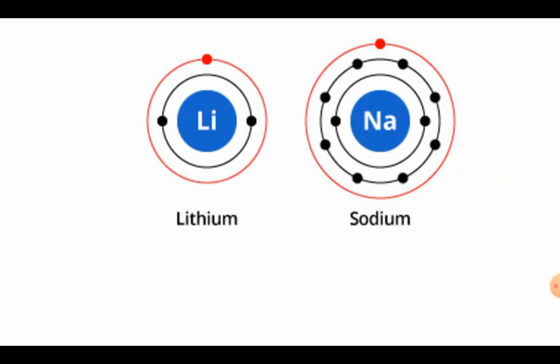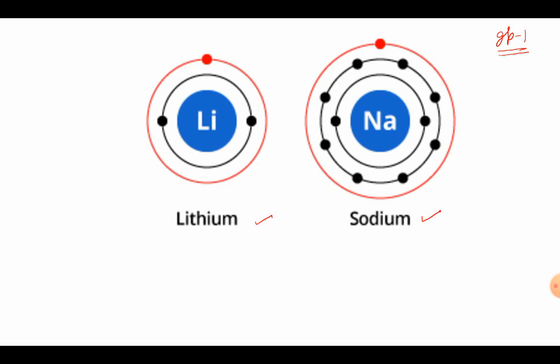Now we all can see that we have two atomic models right in front. One is for lithium and the other one is for sodium. Okay, and we all know that lithium and sodium are both part of group 1, because we have already discussed in detail the modern periodic table in previous tutorials. If you haven't watched that, you can watch those tutorials also.